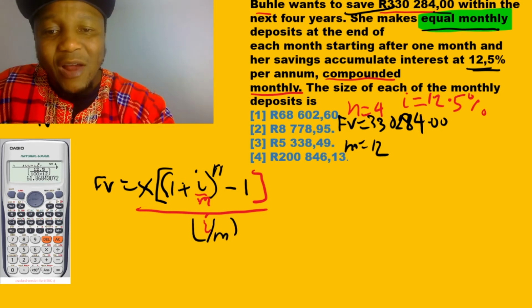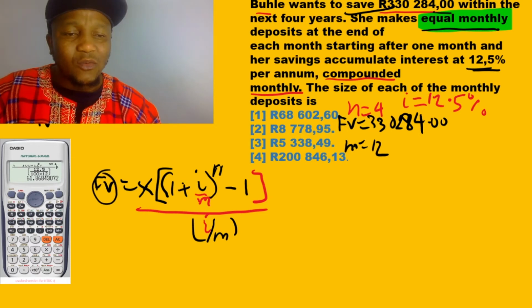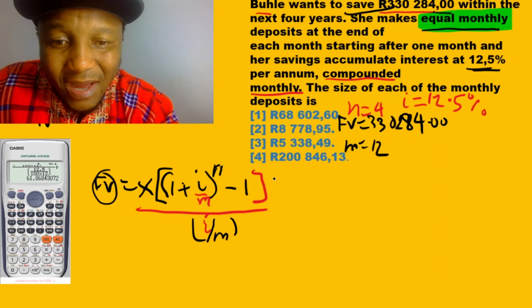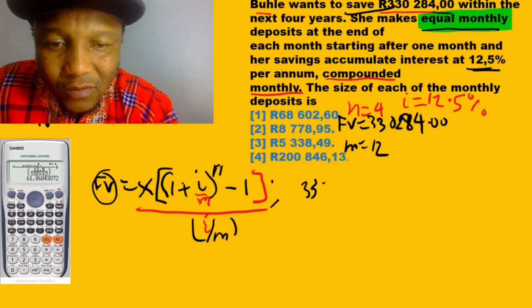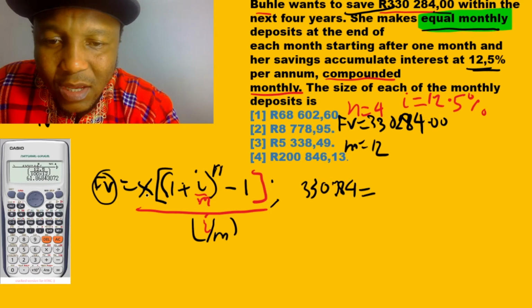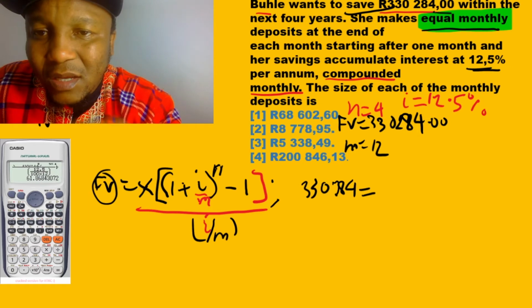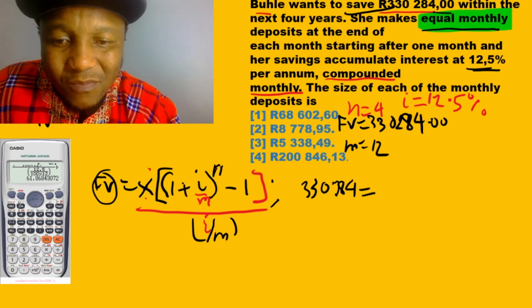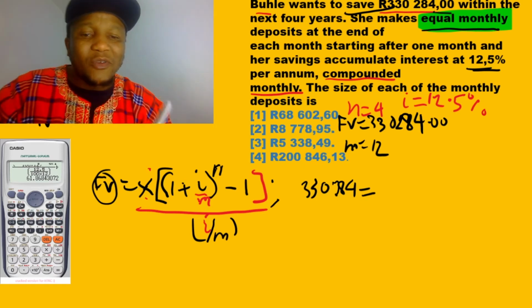We know the value of the future value. See, this one, 33284. She didn't have money, so that's what she's going to have. 33284 equal. So this is the equal monthly payment. That's what we're looking for, because they say the size of each monthly payment, which is always represented by X. That equal payment is represented by X.